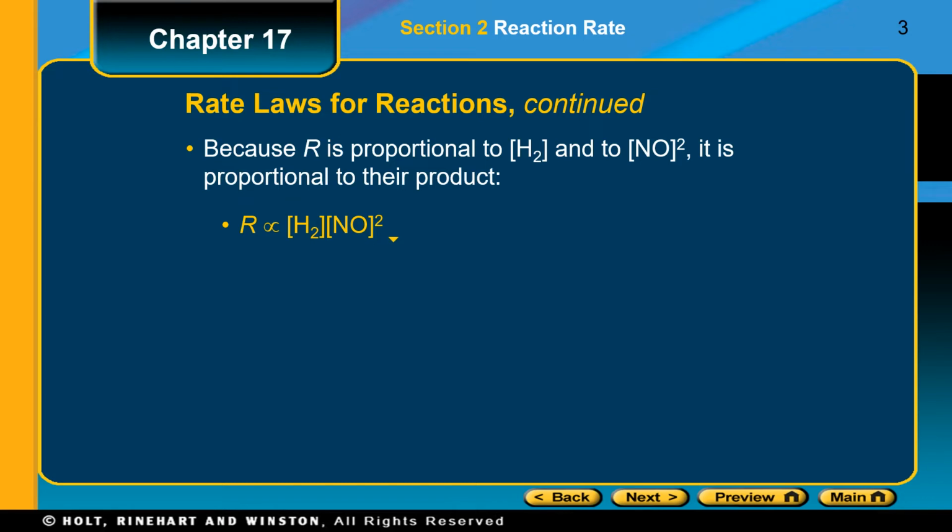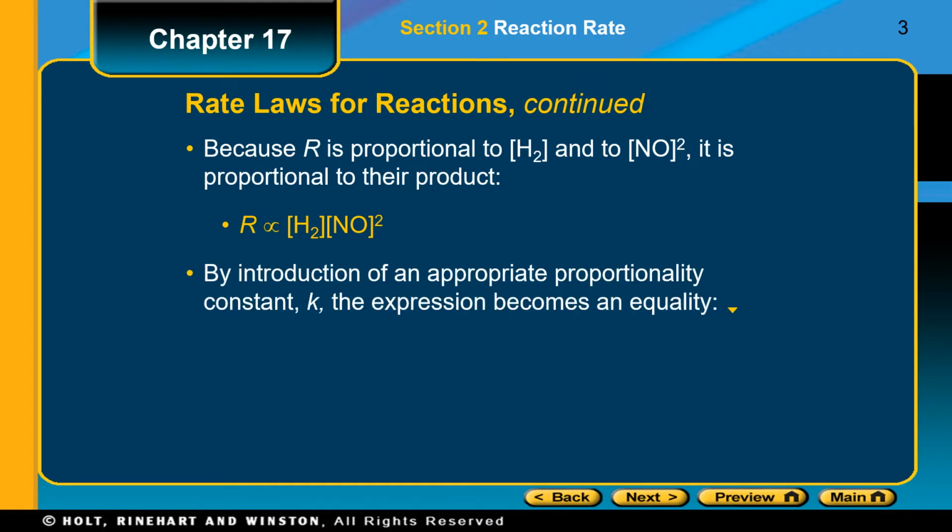So looking at this, doubling hydrogen on the right side would double the R on the left side. Instead, doubling the NO, the nitrogen monoxide, on the right side would be double squared. R would now be 4 times as much. And so I can do other combinations with those and get other rates as well.